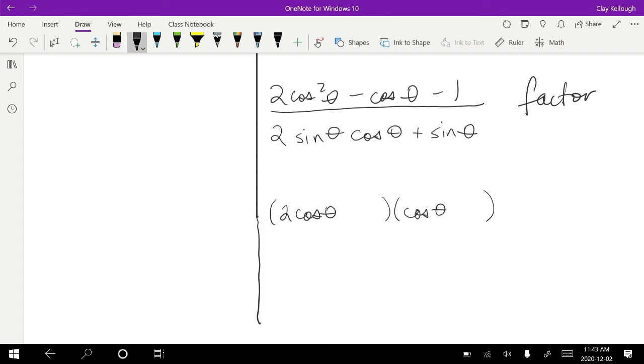Now, how do I break up the 1? Remember, multiply 2 things to get negative 1. They have to be positive and negative 1. Which one do I want? I want the negative 1 over here, so that 2 times negative 1 makes negative 2, but then plus 1 gets me that term in the middle. Then down here, I can factor out sine theta. If I factor out sine theta, look what I get.